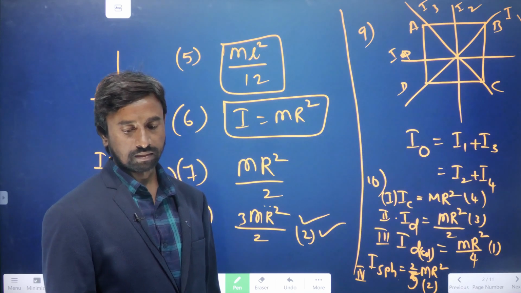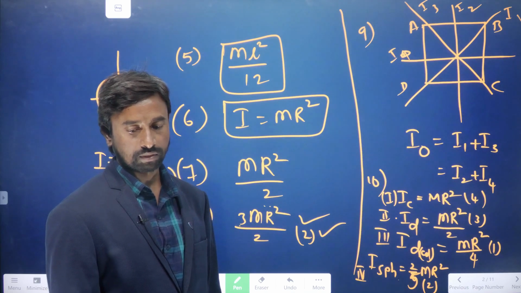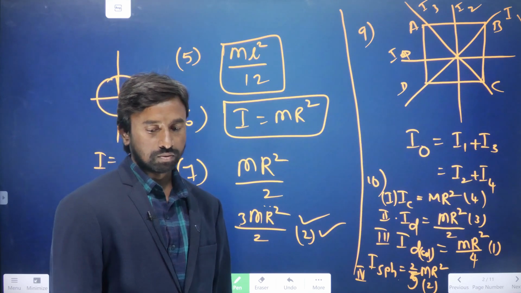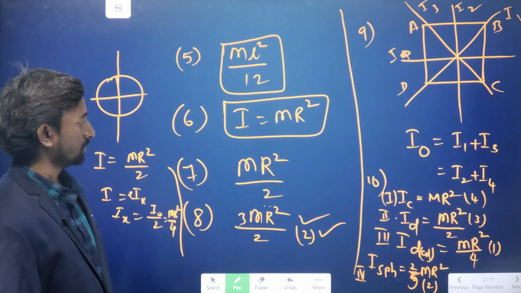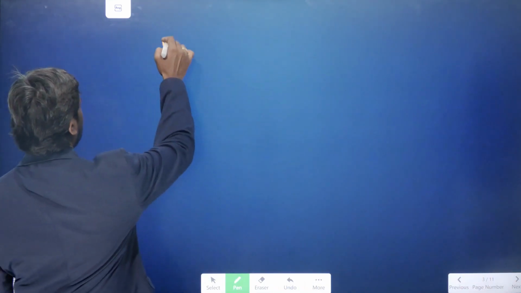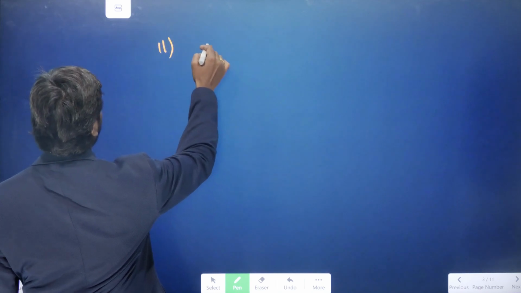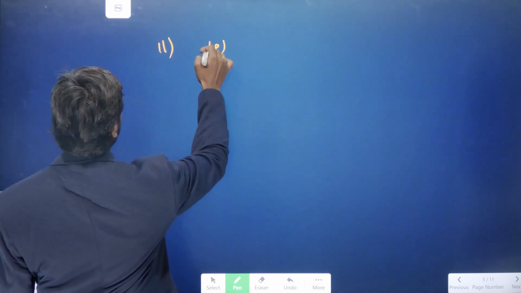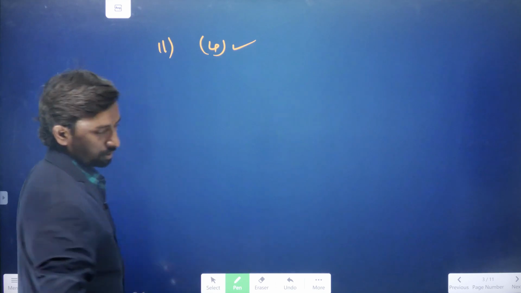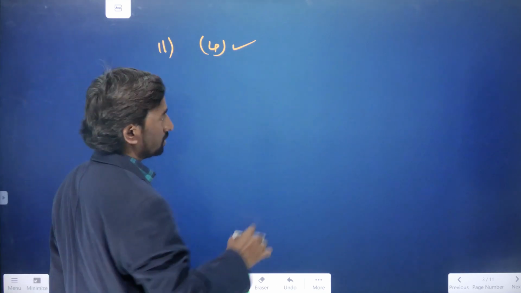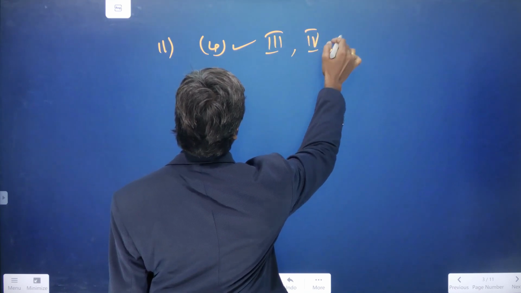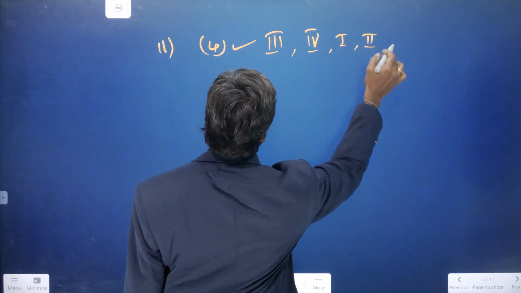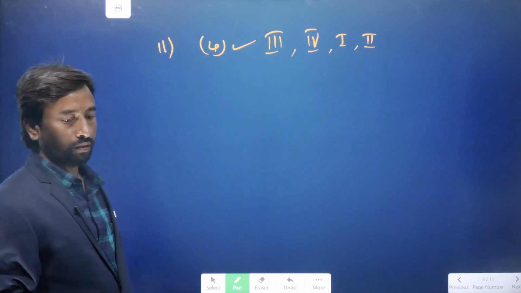So we will get here that the fourth option is the right one. Fourth option: third, fourth, and first, second. The 11th one is third, fourth, first, second, same like the 10th one. So like the 10th one only we will do here. That is, the fourth option is right. That means the fourth option is the third one, then the fourth one, and the first one, and then the second one. That is the order.